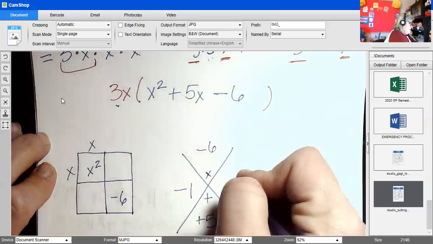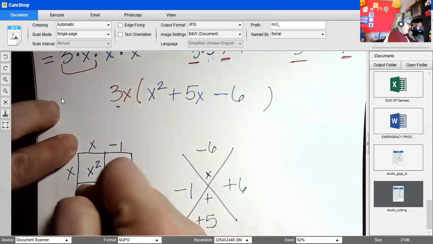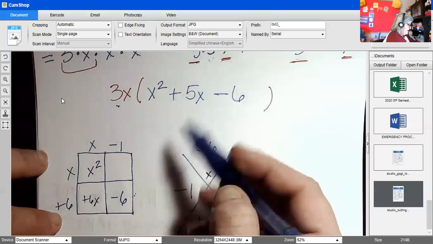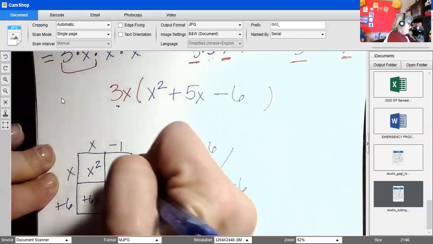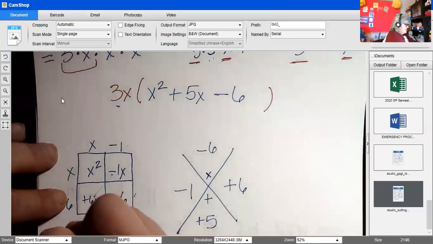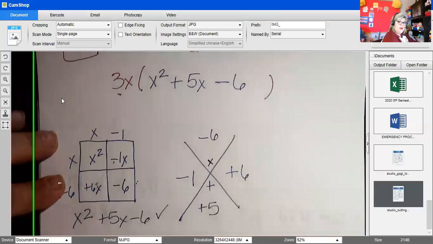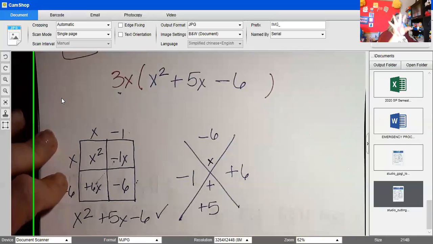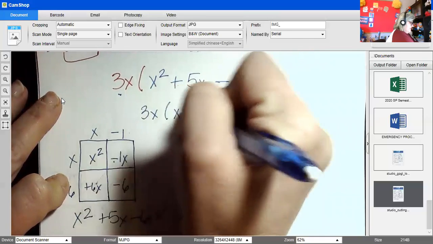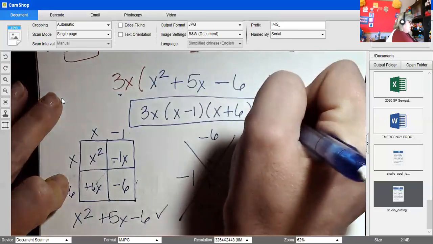So we're going to say -1 plus 6, minus 1 plus 6. 6 times x is a positive 6x. 6 times a -1 is the -6, so that checks out. And then -1 times x is a -1x. When we combine these two on the diagonal, we get x squared plus 5x minus 6, so that checks out. And then how do we write our solution when we've had to factor this common term out? 3x times x minus 1 times x plus 6. And that would be your solution.